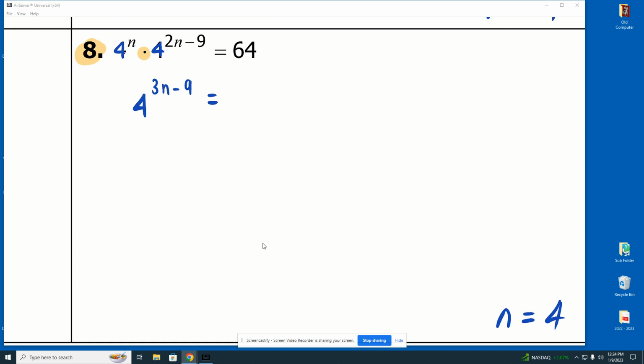Now, on the other side, can we make 64 have the same base? 4 times 4 is 16, times 4 is 64. So we're going to change 64 to have the same base, 4, to the third power. Why? If I can create them to have the same base, like I did right here, I can drop the bases. And if I can drop the bases, then we've just got a simple equation to solve. In this case, it's 3n minus 9 equals 3. So I do what?